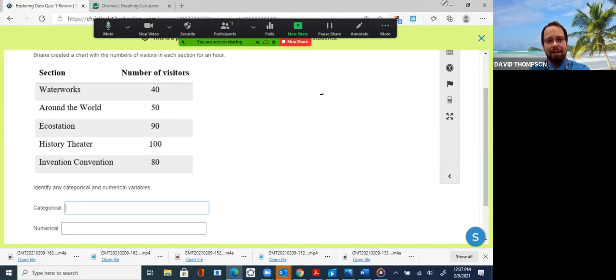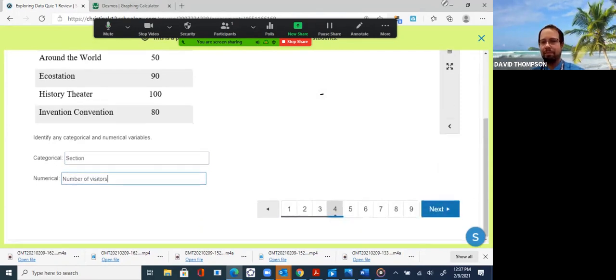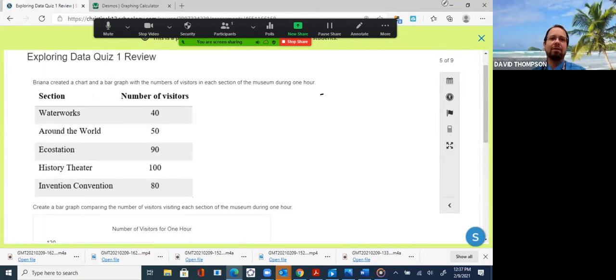So let's type in section for our categorical. And our numerical will be just simply the number of visitors. I can count that there's 40 visitors in waterworks within an hour. There's 50 visitors in around the world within an hour, 90 within the eco station within an hour, 100 people within the history theater within the hour, and 80 in invention convention within the hour. So you just write the top of the list. That would be number of visitors.